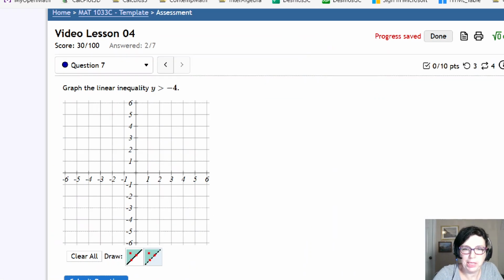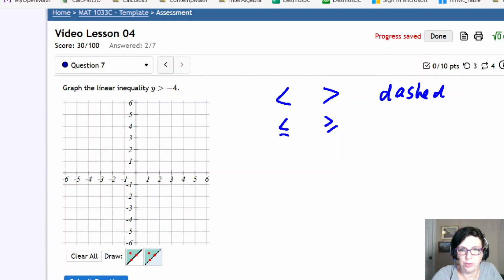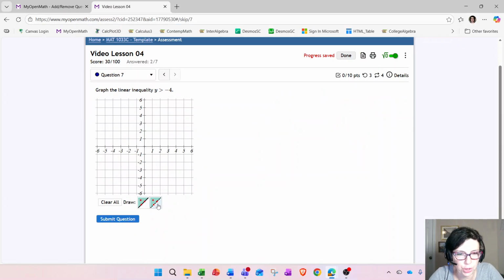If the inequality is less than or greater than, that means the line is going to be dashed because the boundary will not be included. But if it's less than or equal to or greater than or equal to, that's going to be solid, okay? Because the line is going to be included. So for me, again, I have to switch to dashed. Then I look at the boundary.